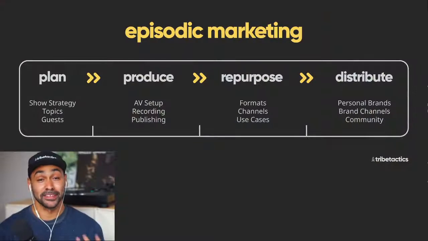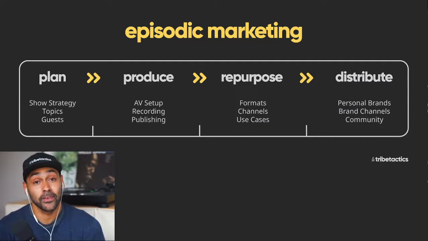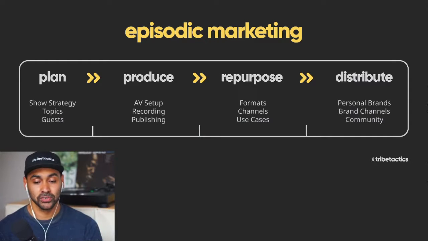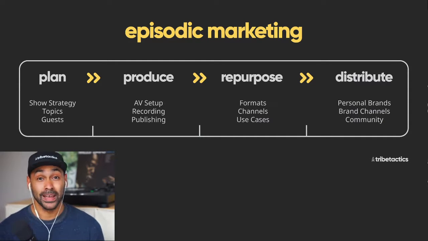Welcome back, everybody. In this video, we're going to be talking about the record step of the episodic marketing framework. So if you're new here, this is part of an ongoing series on the episodic marketing framework. Definitely check out the first video. We're basically talking about plan, produce, repurpose, and distribute, the four main pillars that could really help take your show to the next level, if you already have one, or if you're thinking of starting a brand new show.